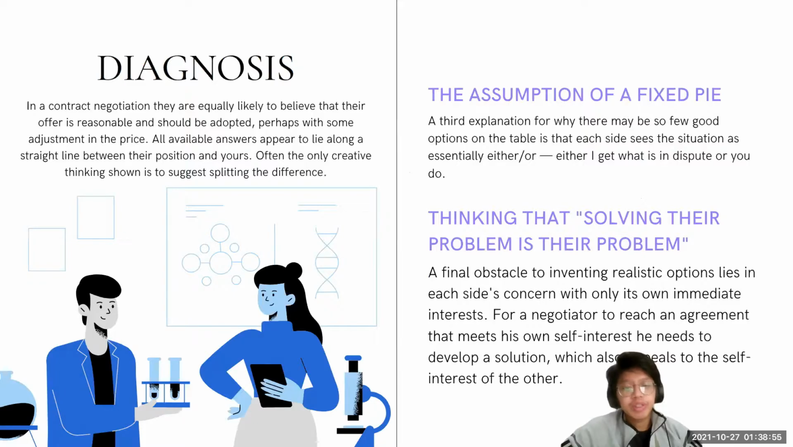The third problem is the fixed pie assumption. A third explanation for why there may be so few good options on the table is that each side sees the situation as essentially either I get what is in dispute or you do. If a negotiation appears to already have a fixed result that only benefits one party, then it will be a big problem for the other party, resulting in them not wanting to negotiate.